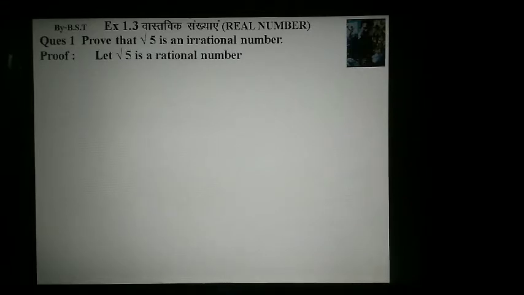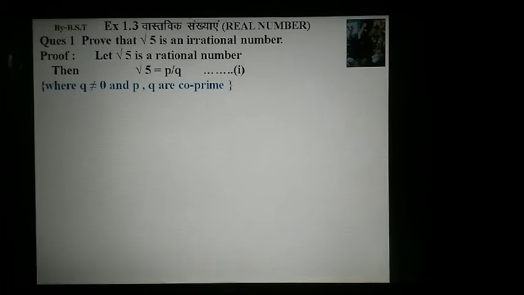Then the rational number can be written in the form of p upon q. So root 5 is equal to p upon q, equation number 1, where q is not equal to 0 and p and q are co-prime. Co-prime means they have no common factor other than 1. Only 1 is the common factor of two co-prime numbers.